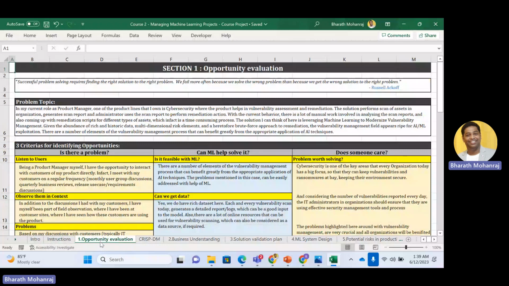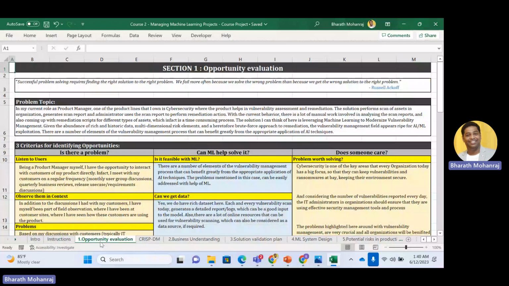So here in my project work, being a product manager myself, I have the opportunity to work in different product lines. One of them is cybersecurity. And the problem area I'm picking here is around vulnerability assessment and remediation, where the product that I am working on currently performs scans of assets, generates scan reports, and sends the scan report to the administrator, highlighting the vulnerabilities in an organization. And then based on the report, the administrator takes the remediation action.